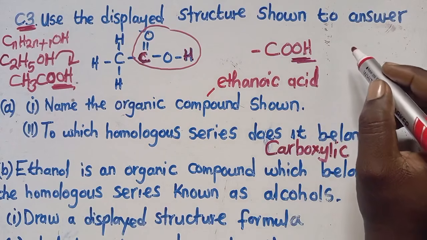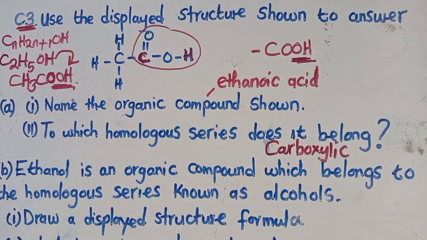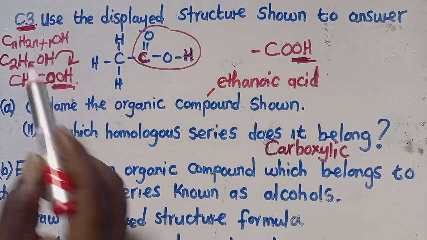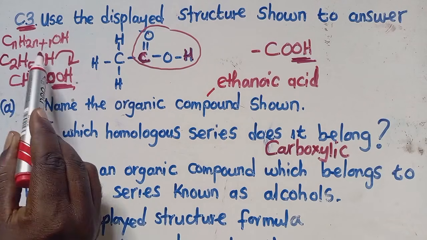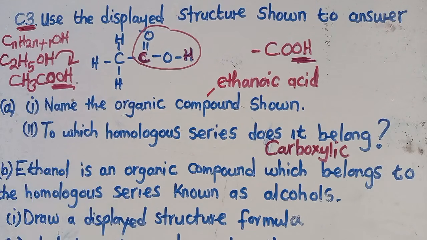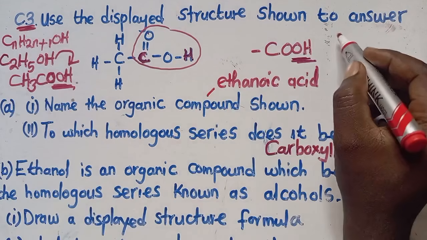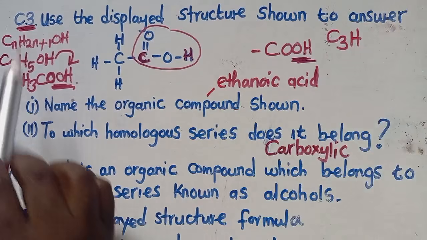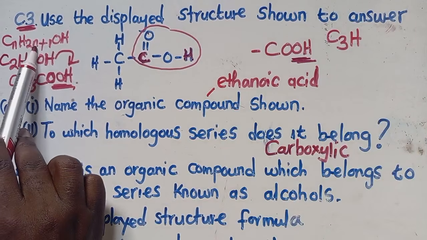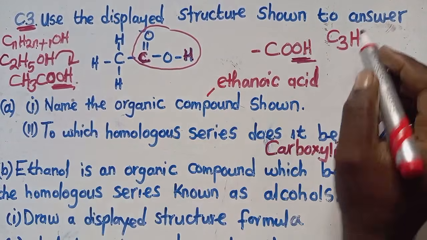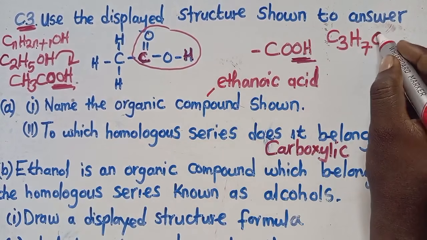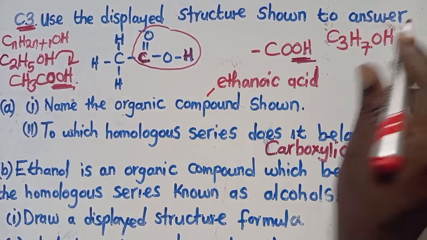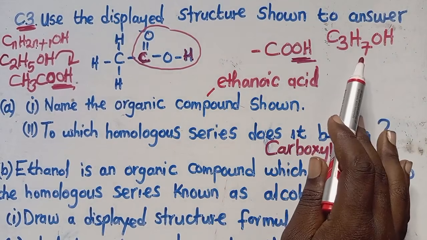So if you want to write propanoic acid and you don't know how to write it, at least know how to write propanol. How do you write propanol? You follow that formula, propanol, 3. So C3, where there is n you put 3, then H: 2 times 3 is 6, plus 1 is 7. You put 7 there, then OH. At least it is very easy to write an alcohol.